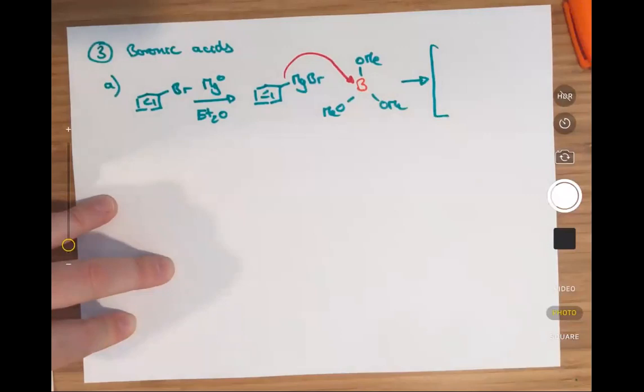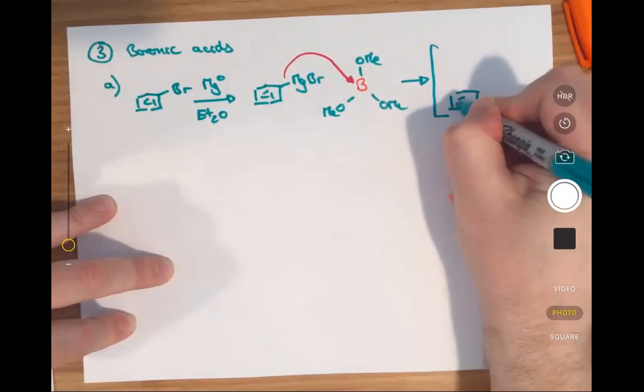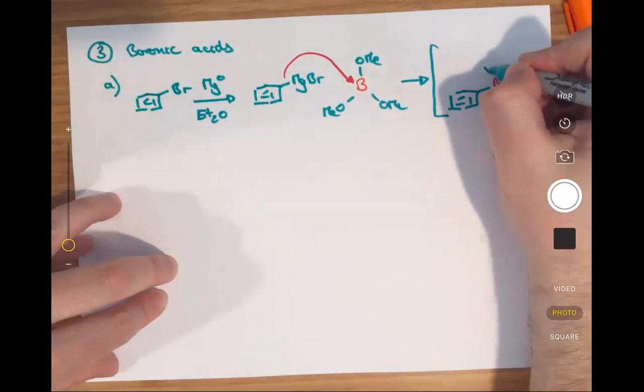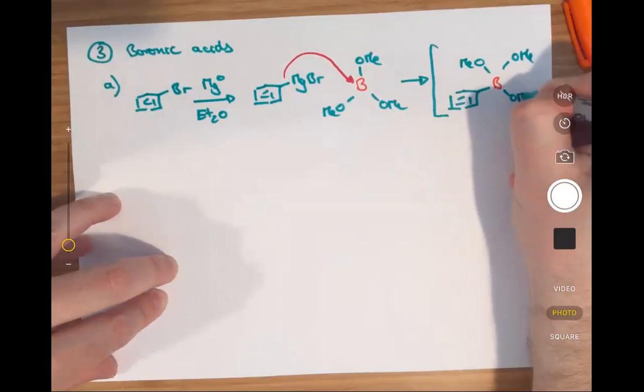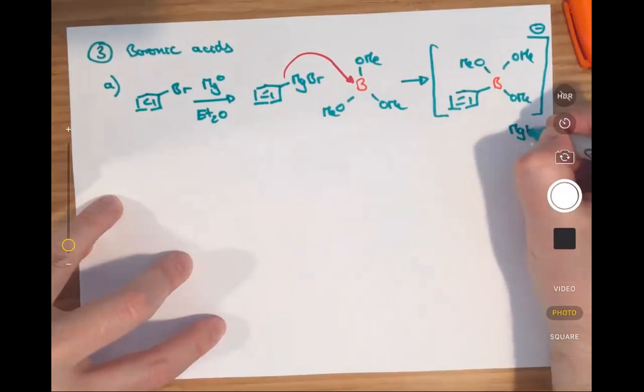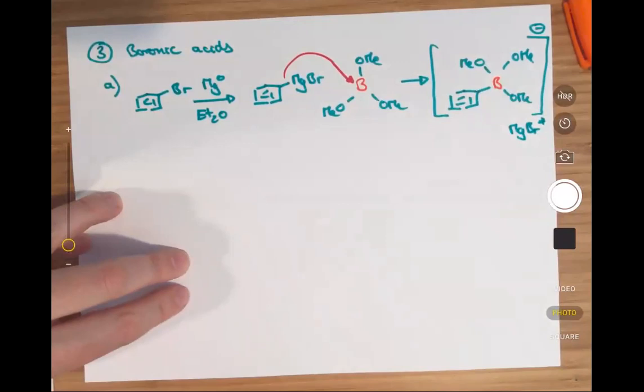Let's see if I can draw this. So the boron here, and then it still has like three methoxy groups on there. And of course, all of this is negatively charged. The counter ion to this will be the magnesium bromide. So MgBr plus is essentially the counter ion. And what usually happens here is that this collapses and forms the boronic ester. So one of these OMe is kicked out to create a neutral species again.